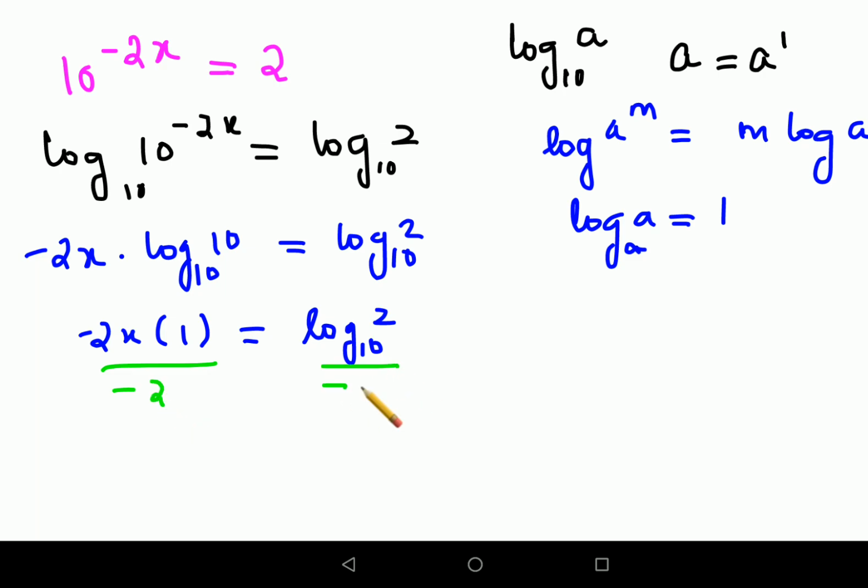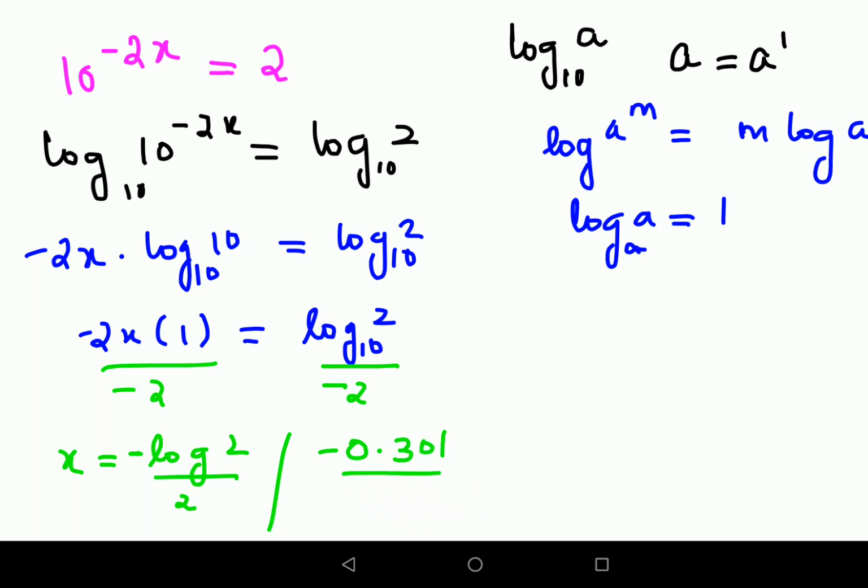Okay, but we want to find the value of x, so we will divide both sides by minus 2. So here I can say the value of x is nothing but minus log 2 upon 2. Okay, the minus can come with the numerator as well. Or if they have provided you with the value of log 2 or a log book, then you can put the value of log 2, which comes out to be 0.301 upon 2. So when you do the division, your answer comes out to be negative 0.15.